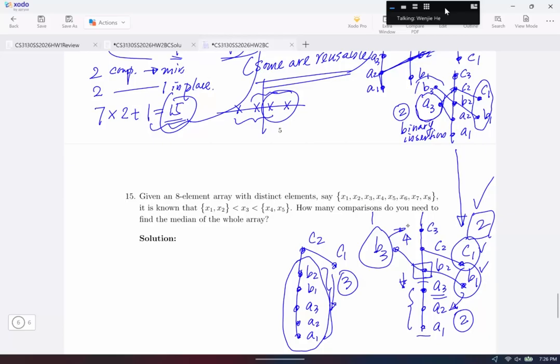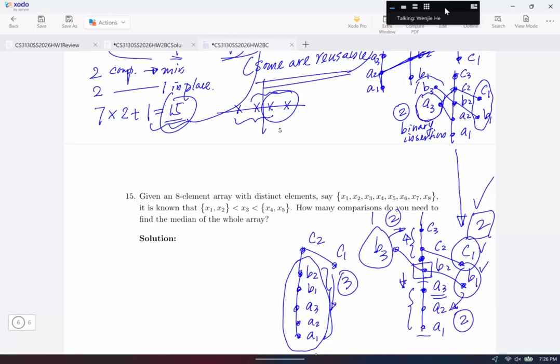Then B3, we only need to consider, there is a possibility C1 inserted here, right, after 3 comparisons. So B3, at the most, we need to consider 3 elements. So two more comparisons, right?